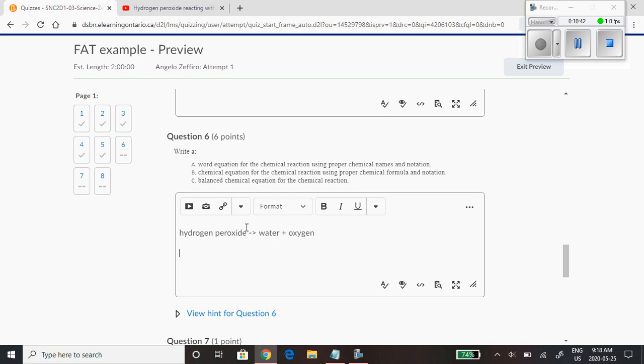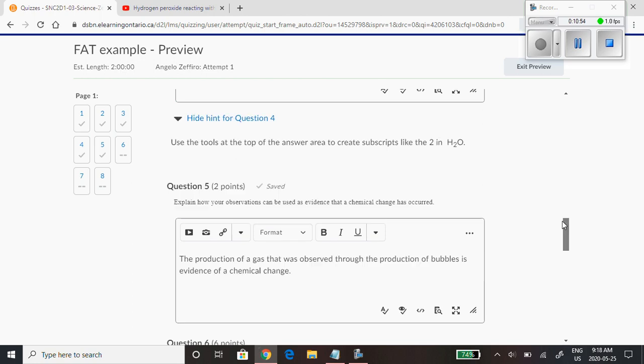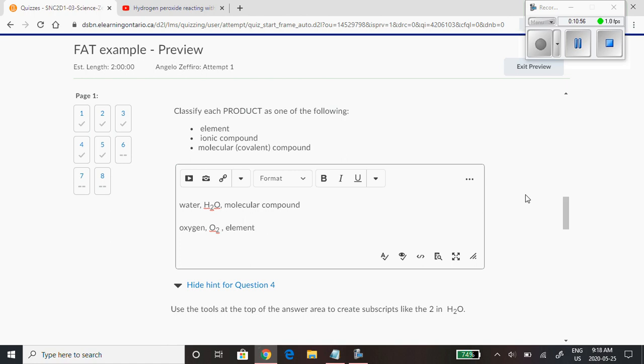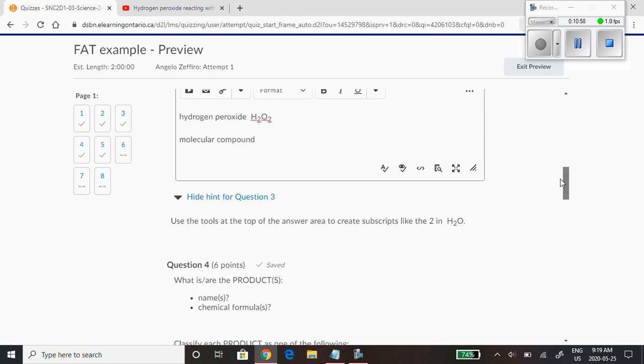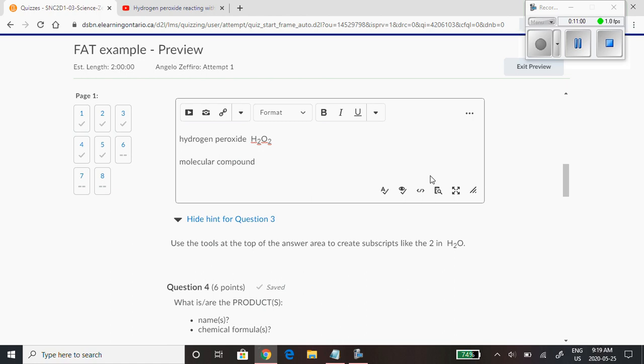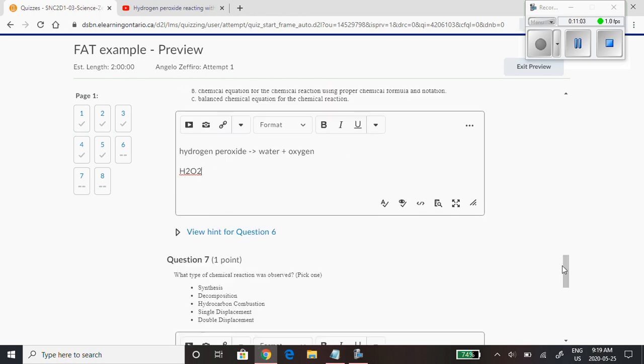Now we want to write it out as a chemical formula. All right, so hydrogen peroxide, H2O2. Because remember we did that way up here, H2O2. Remember we did that, so we're using what we already did in this question. H2O2, and put an arrow, and it produces H2O, and then a plus sign, and O2.